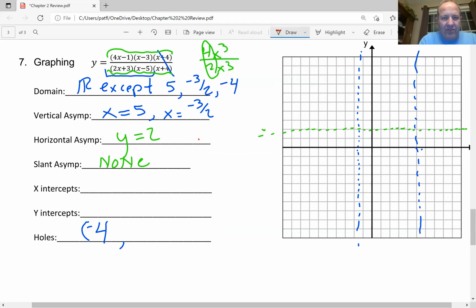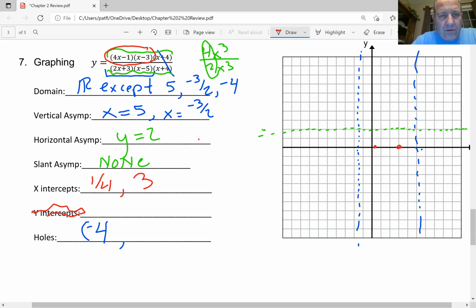Let's see, x-intercepts, that's the zeros. That's when the numerator is equal to 0, which would be at 1/4 as well as +3. So there's 1/4. There's +3. We don't need to worry about the y-intercepts.